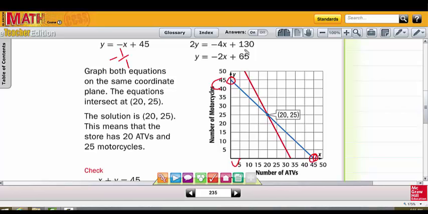For the other equation, we're going to start at 65. Now notice that's not even actually showing on this graph, which is really a huge problem.